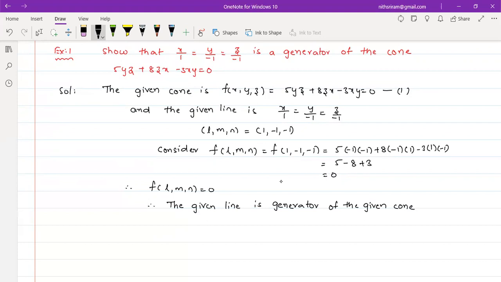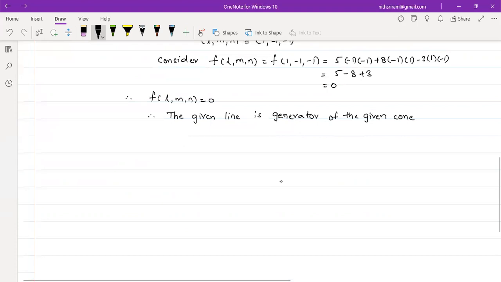If you want to prove any line is a generator of the cone, we just have to substitute the values of l, m, n in the cone equation so that it satisfies. Whenever it satisfies, we say that the given line is a generator of the cone. Okay. So one more example I am going to show you. So coming to example 2.